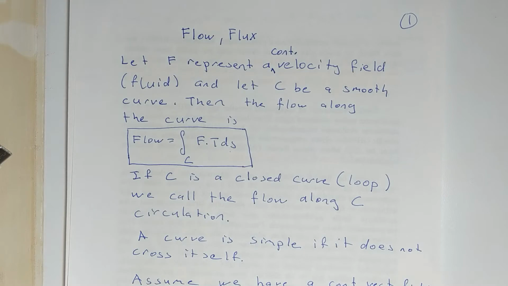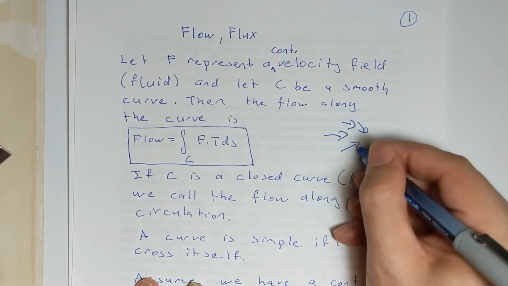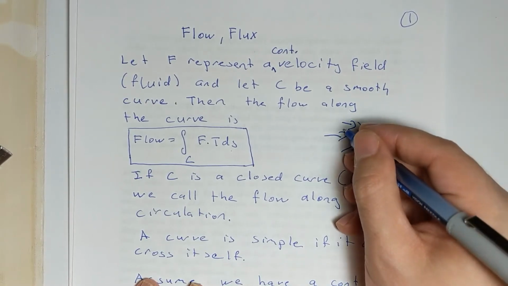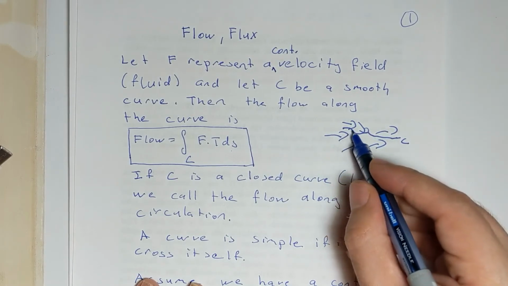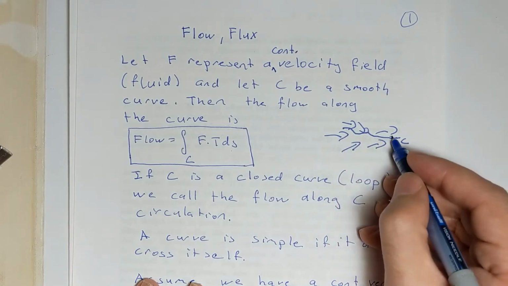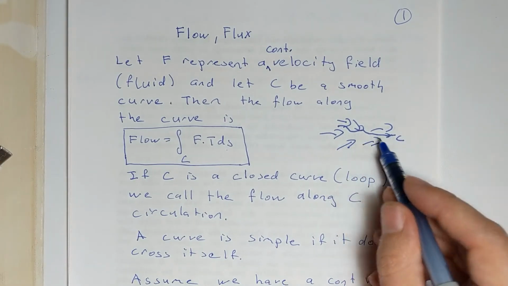We'd like to calculate the flow and the flux. These are nice, funky vocabulary words, so let's try to understand what we have. Let's say we have some kind of velocity field, maybe like this, something crazy going on, and we have a curve in space like this, C. When this curve is smooth, I'm trying to figure out how much fluid is flowing along this curve.